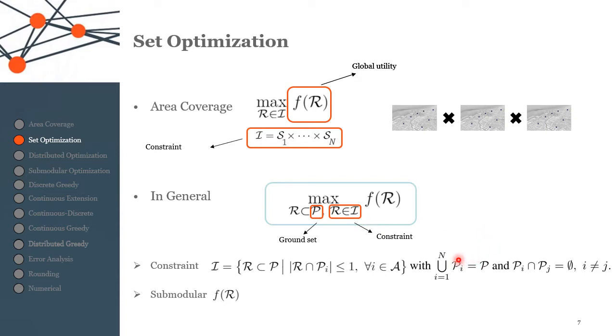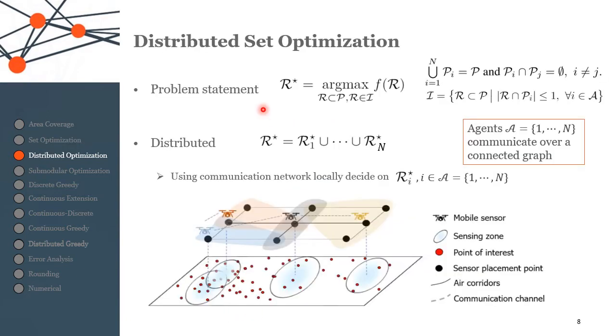In this talk, we are considering the constraint set I to look like this. It means that if all the possibilities for the ith sensor placement are defined as Pi, the final strategy set can only have the ith sensor being placed in only one location. And we also consider that the utility function is a submodular set function. So we're pushing this problem one step further. We want to solve this problem in a distributed way.